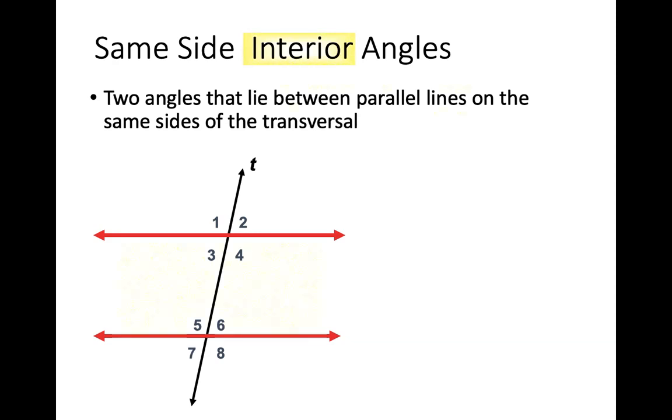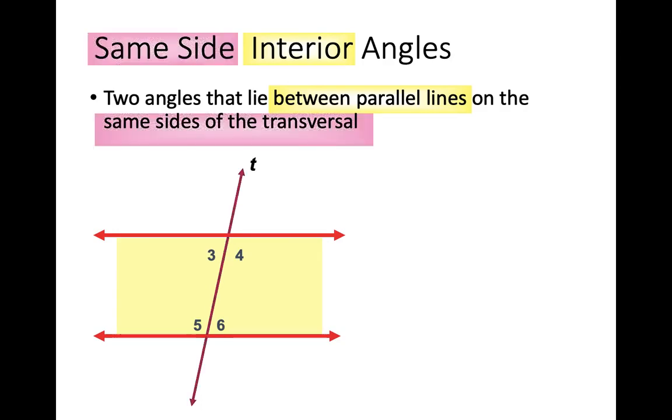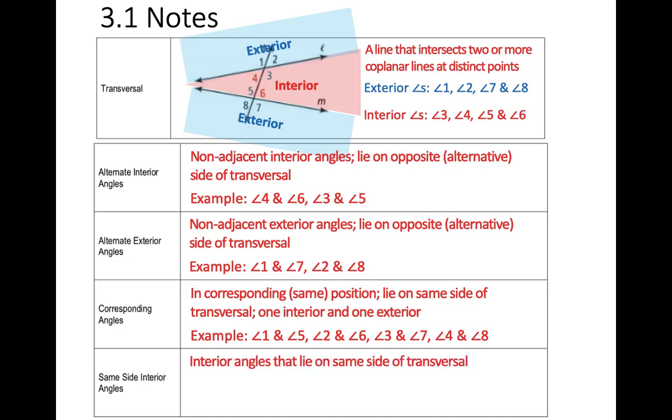So they're interior, so it's those. We're going to get rid of 1, 2, 7, and 8. And they're on the same side. So 3 and 5 would be examples of same side interior angles, and 4 and 6 would be examples of same side interior angles. Okay, so the interior angles that lie on the same side of the transversal, and our examples in the above example would be 4 and 5 are same side interior angles, and 3 and 6 are same side interior angles.